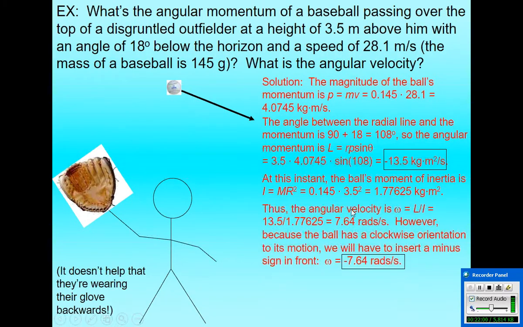And now I can solve for the angular velocity. The magnitude of the angular velocity is equal to the magnitude of the angular momentum divided by the moment of inertia, I. So 13.5 divided by 1.77625 equals 7.64 radians per second. But as I said before, this has a clockwise orientation. We have to plant a minus sign in front of this, and our angular velocity is negative 7.64 radians per second.